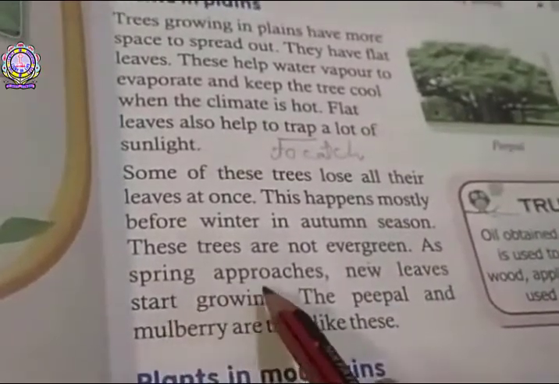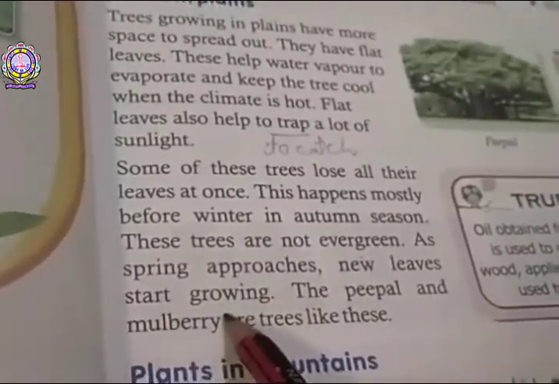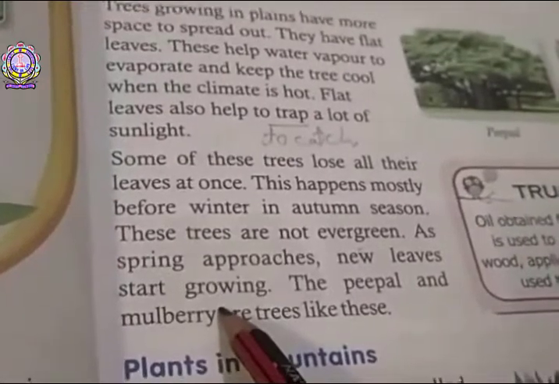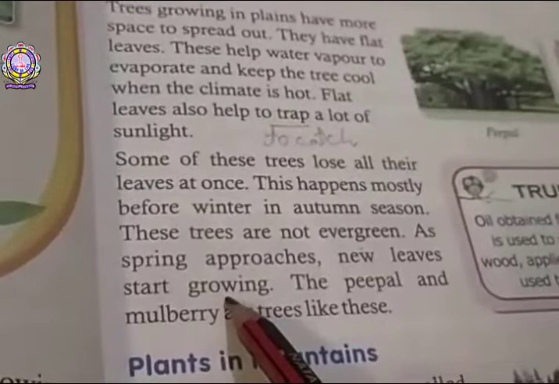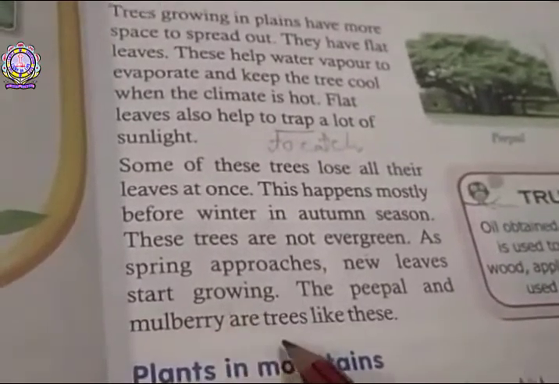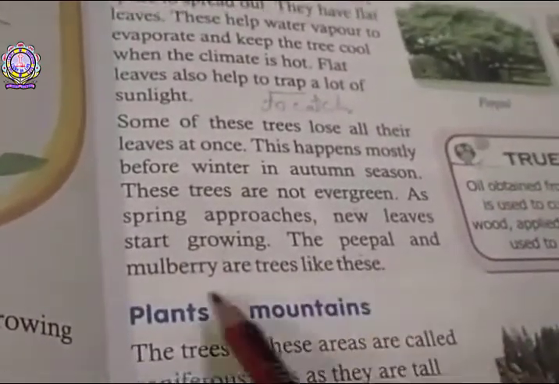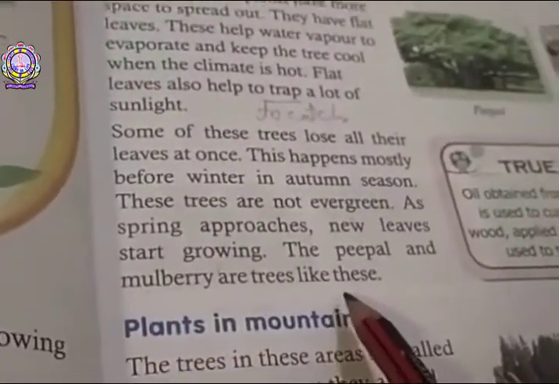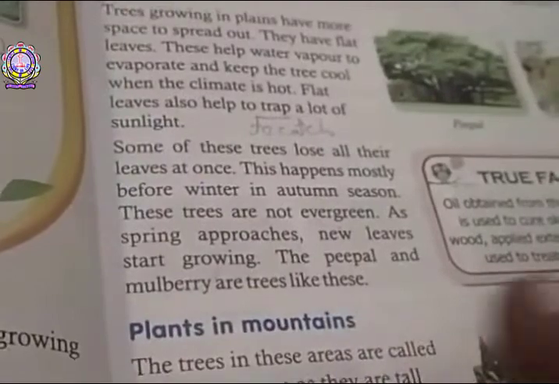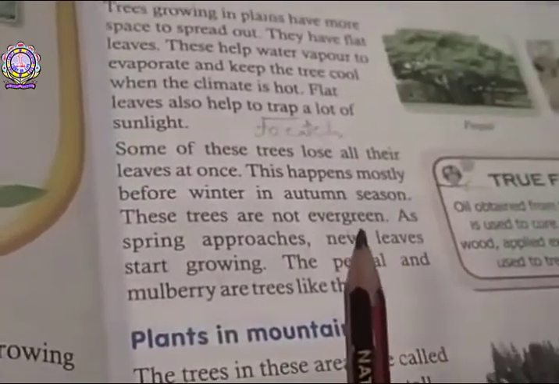As spring approaches, new leaves start growing. It means when spring comes, the trees start growing leaves. Poplar and mulberry are trees like these. A perfect example of these trees is poplar and mulberry.